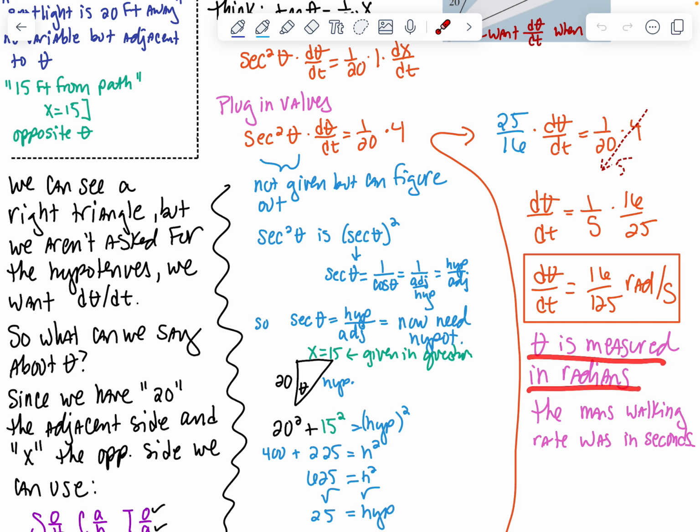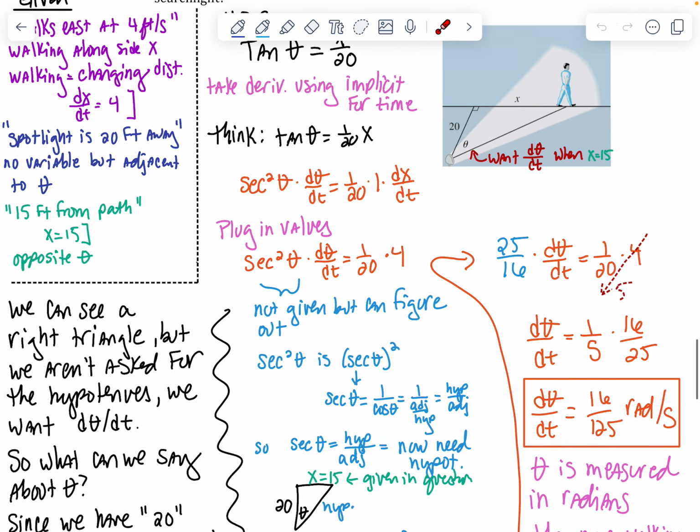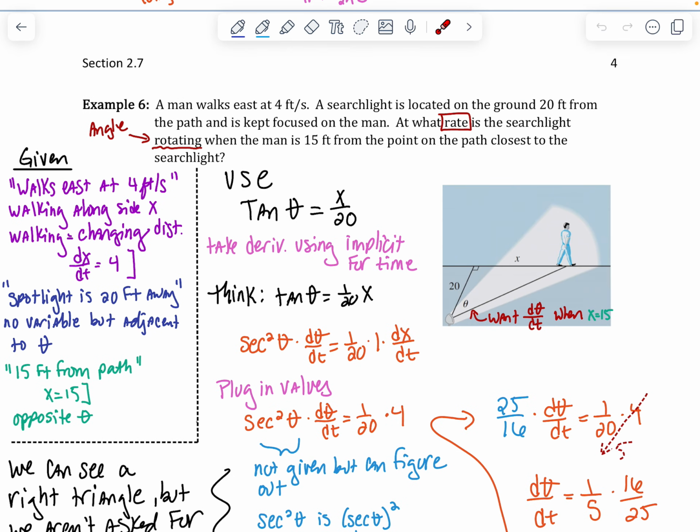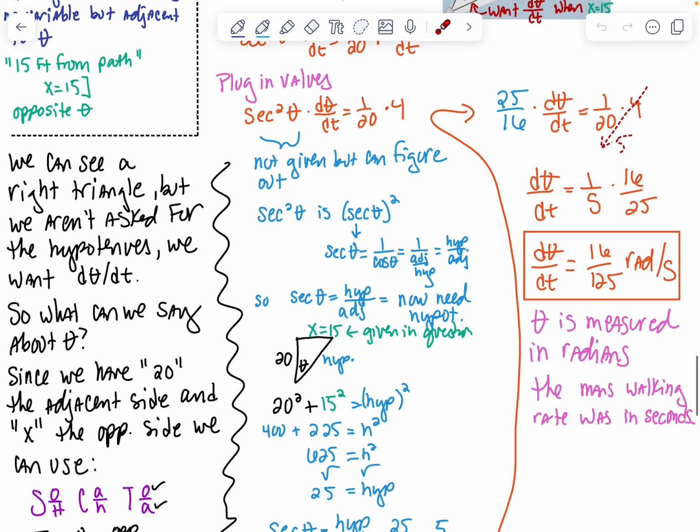So notice that theta is measured in radians. Theta is either degrees or radians, but the way we solved it was in radians. And the information we have is that the man was walking in terms of feet per second. And so therefore, we're going to use seconds as the measurement of time. It would not be feet because the theta doesn't rotate in terms of feet. It's rotating in terms of radians.